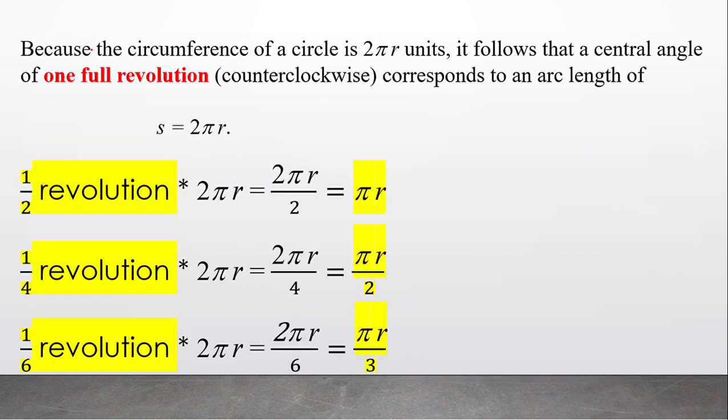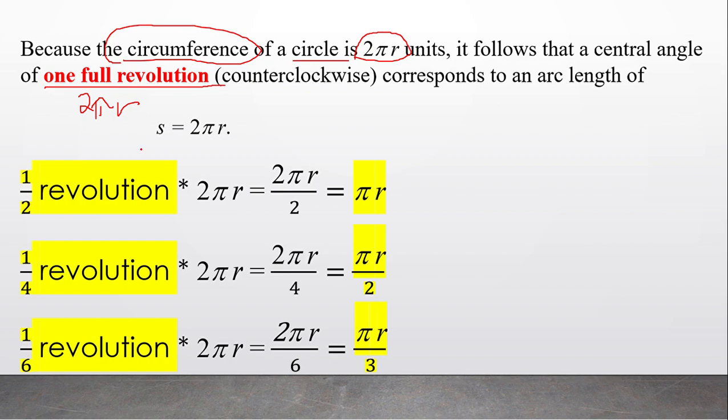Next, because of the circumference of a circle, in a circle we have a circumference of 2 pi r. So 2 pi r units follows that a circle is 1 full revolution. This 2 pi r is the length of one full revolution. So when the arc rotates 360 degrees, its length is 2 pi r. S is our 1 full revolution.